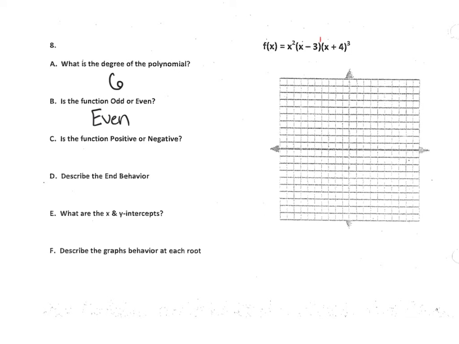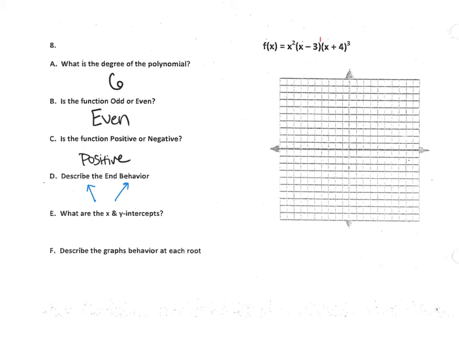It asks if the function is positive or negative, so I'm going to look out front. I don't see any numbers there, so I'm just going to assume it's positive, like a positive 1. Then it asks for the end behavior. So for the end behavior here, we have an even degree and a positive leading coefficient. So it's going to look something like an x squared, where both of the ends are facing upward.